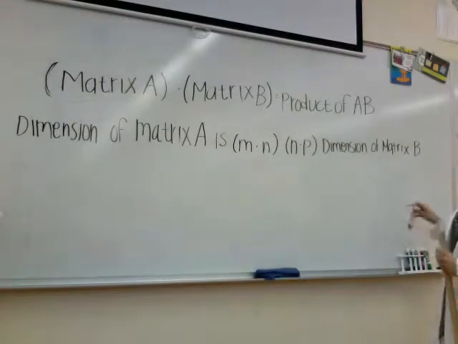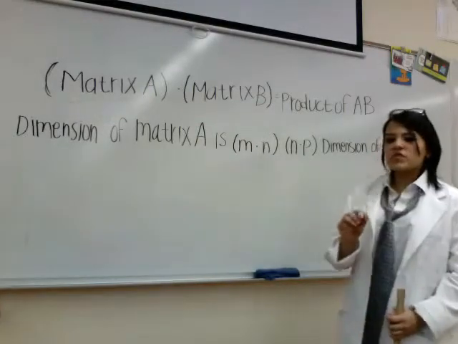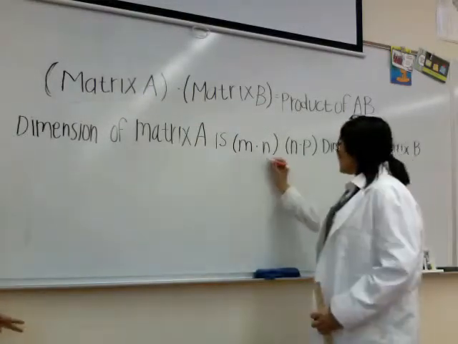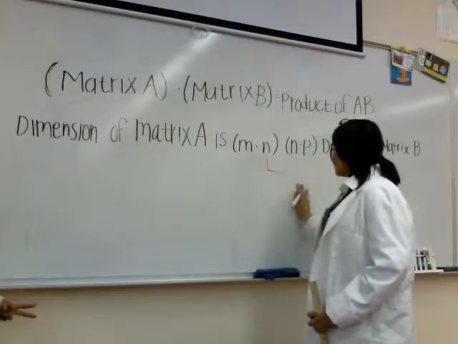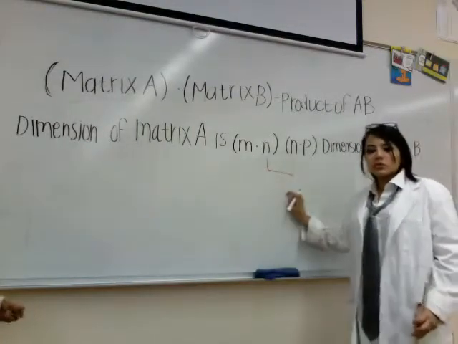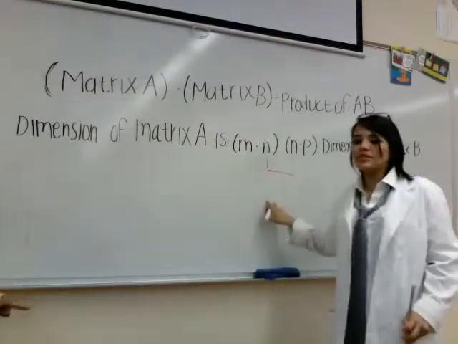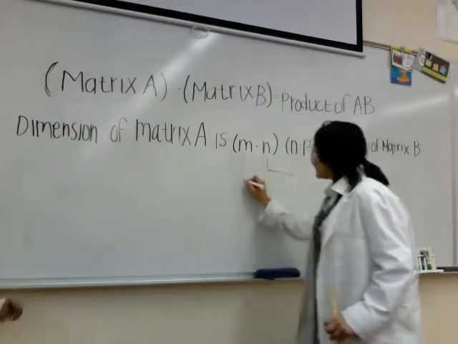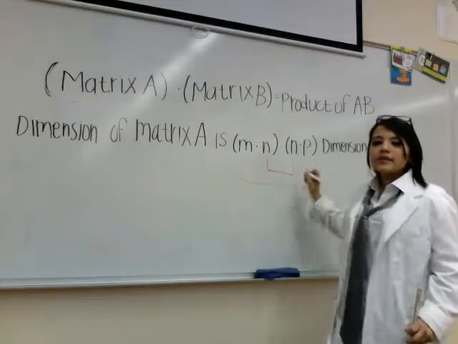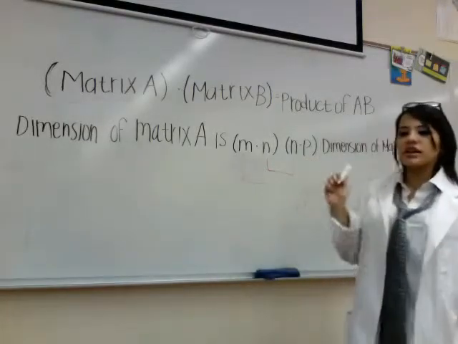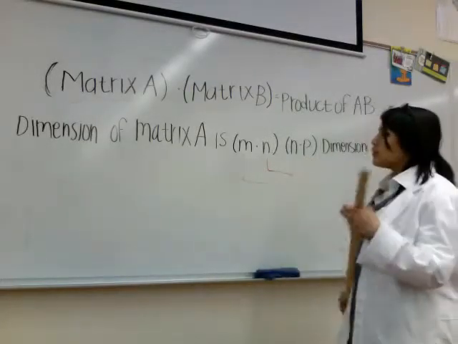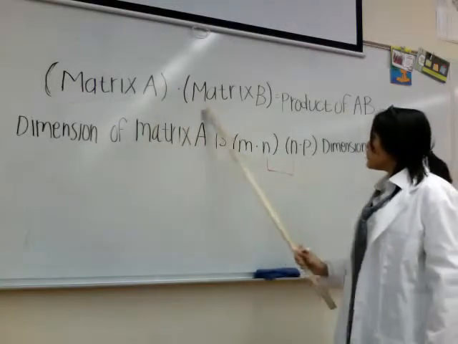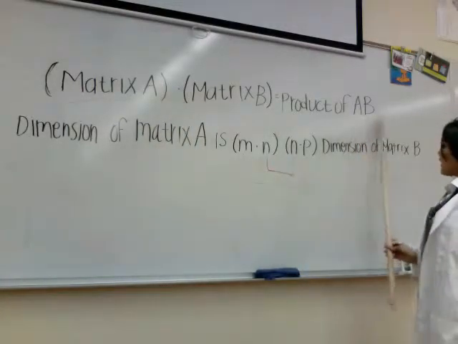Basically, all I'm saying is that in order to make sure that they work together, you have to make sure that these two inner numbers of the matrices are equal to each other. If they are not the same numbers, then you can't multiply them at all. Second of all, the two outside numbers are also important because they tell you the dimension of your product. For example, matrix A times matrix B equals the product AB.